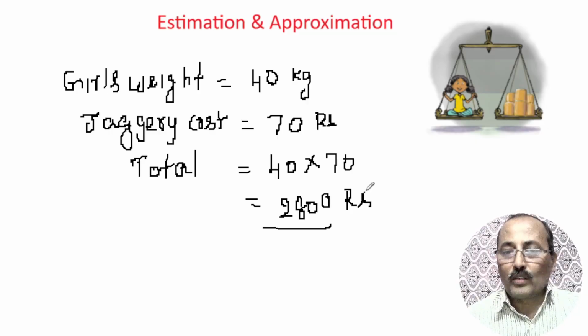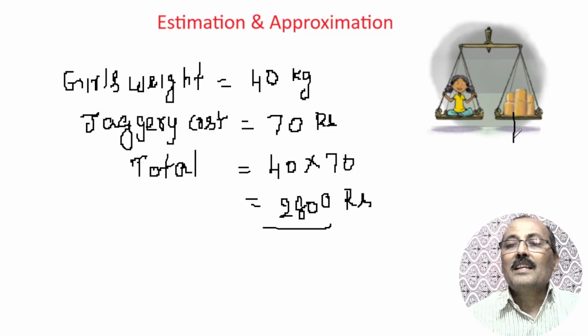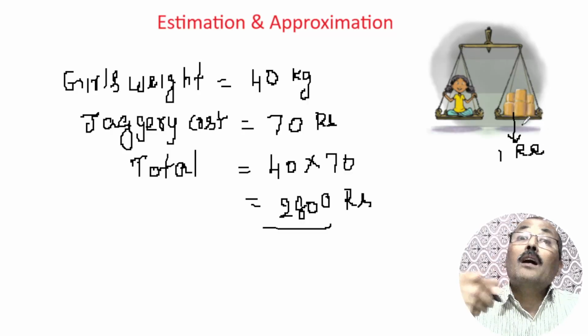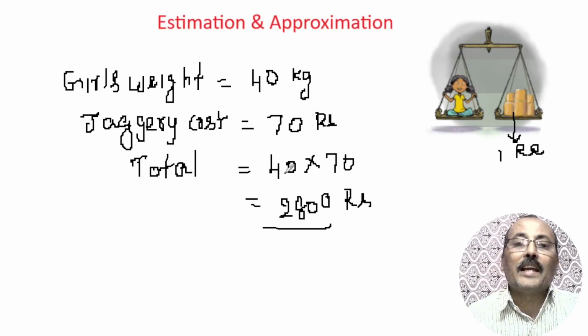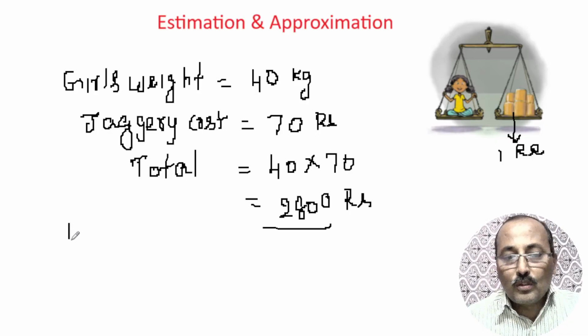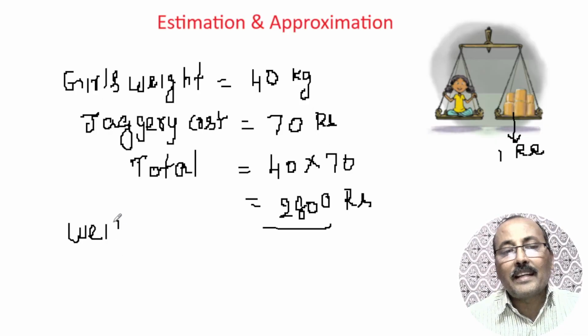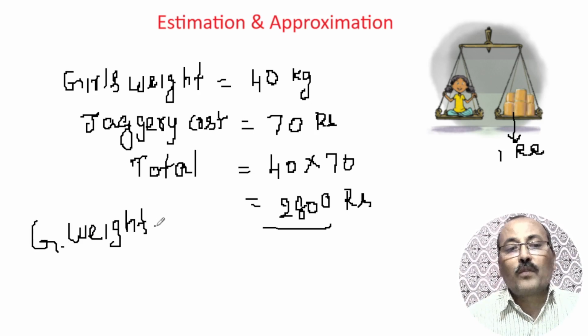Are you clear? Now imagine the same thing if she puts 1 rupee coins. Someone wants to know how many 1 rupee coins you can put in that same place. The girl's weight is equal to 40 kilograms. Let it be as it is.